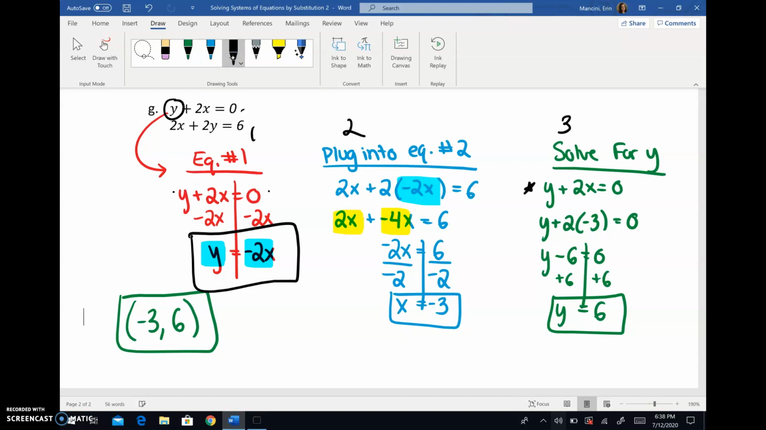I just rewrote the first equation here. So it was y plus 2x. But we know x is now negative 3, so I made that substitution again. So it's y plus 2 times negative 3. 2 times negative 3 is minus 6, which is still equal to 0. Add 6 to both sides, you get y is equal to 6. And again, here's my final answer.